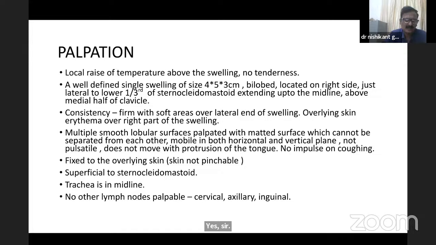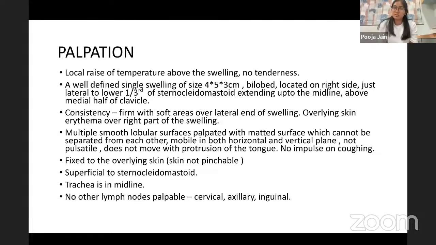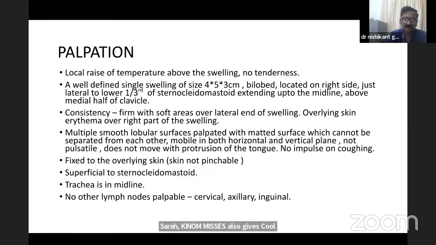Pooja, what are other causes of cold abscesses other than tuberculosis? Sir, actinomyces also gives a cold abscess. Okay. And gummatous degeneration, and sorry, nodular leprosy. These are the three causes. Okay.